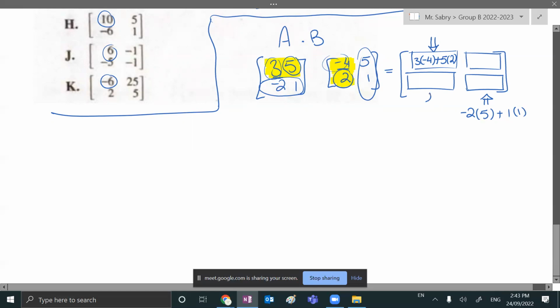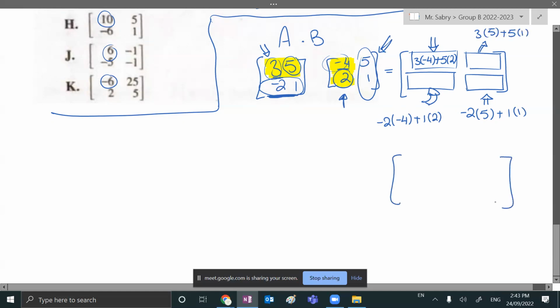If, for example, I'd like to get this one here, which is the lower left, then I'll take the lower row with the left column. So it should become negative 2 multiplied by negative 4 plus 1 multiplied by 2. Finally, if I need the upper right one, I should take the upper row with the right column. So 3 times 5 plus 5 times 1.